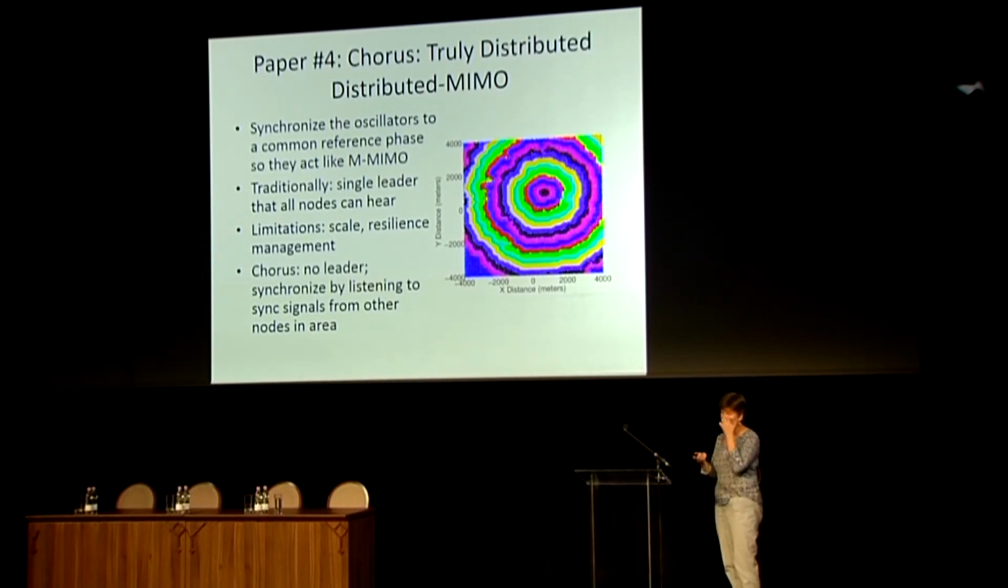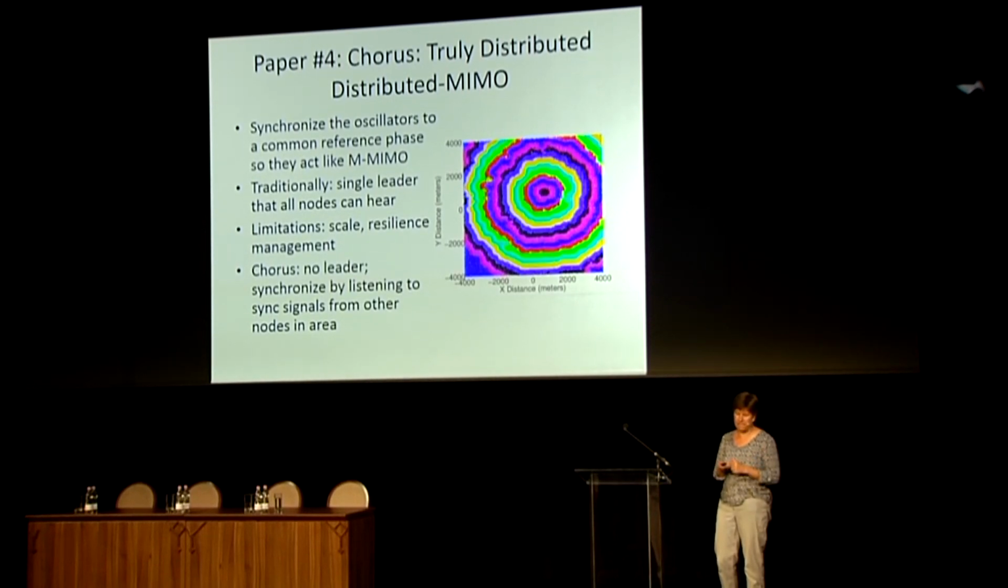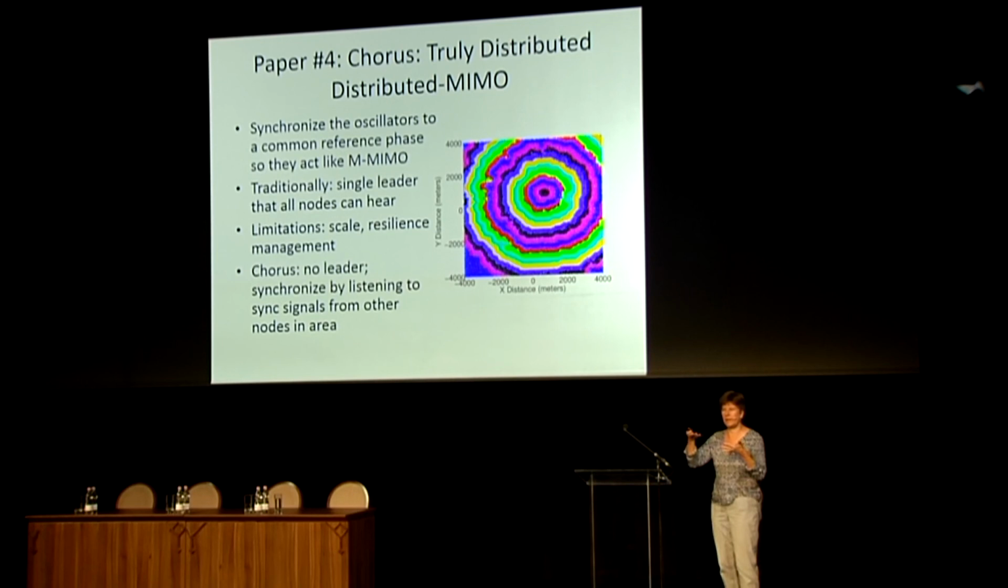So this paper, which is the last one in the session, is called Chorus, Truly Distributed MIMO. The general idea here is to remove the leader, so all nodes are acting as peers. The trick is that they essentially listen to each other and form a synchronization reference signal with their neighbors, and then that propagates throughout the space. This is another beautiful diagram from the talk, and they'll explain to you what this means. It has to do with the reuse of frequencies.